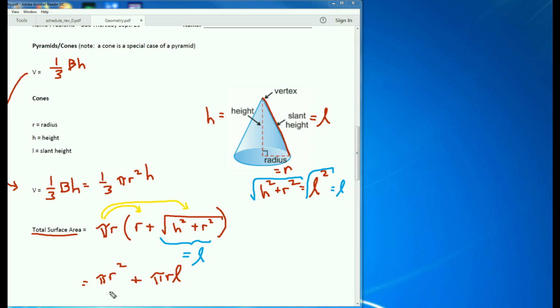So the total surface area is composed of two parts. Pi r squared is just the base area. That's just the area of the circle on the bottom. We know that. Area of a circle, pi r squared. That's all that is. Pi rl is called the lateral area.